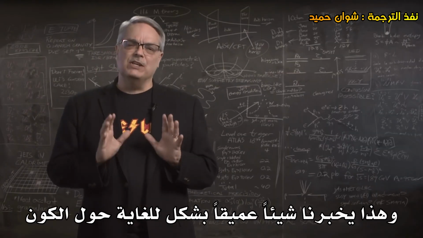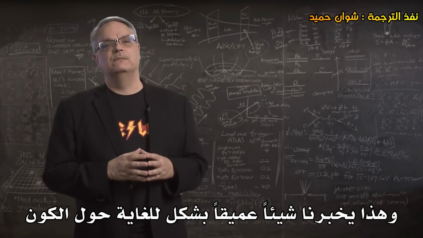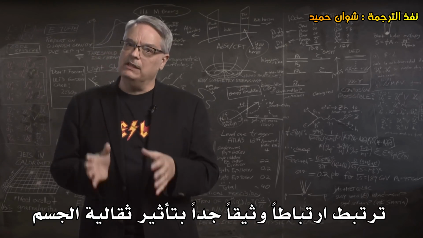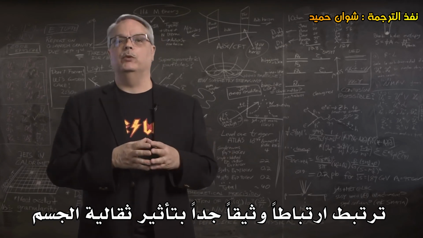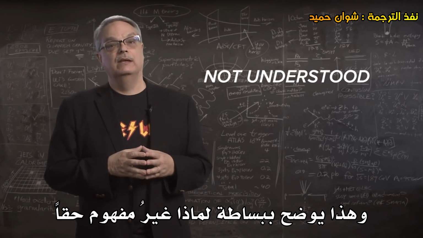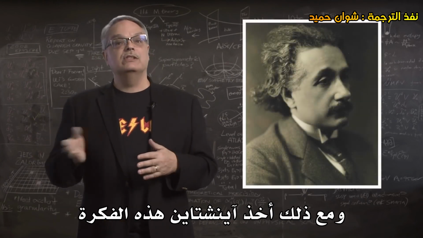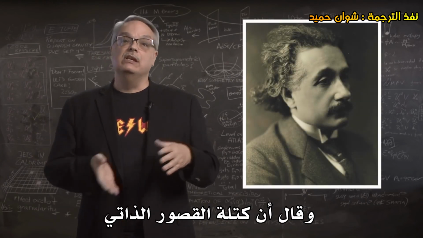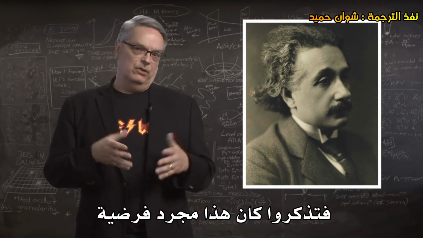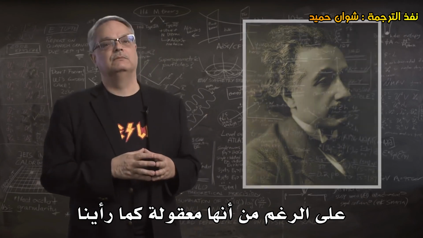And this is telling us something incredibly profound about the universe. It is saying that an object's resistance to motion is tied very intimately to an object's gravitational influence. Just why that's true is not really understood. However, Einstein took this idea and said that inertial mass and gravitational mass were identical. Mind you, this was just a hypothesis, although, as we've seen, a reasonable one.